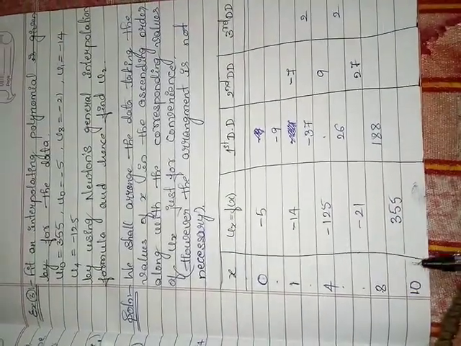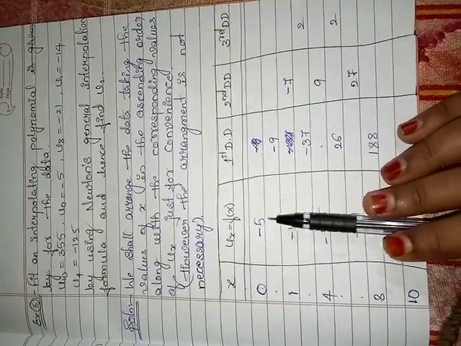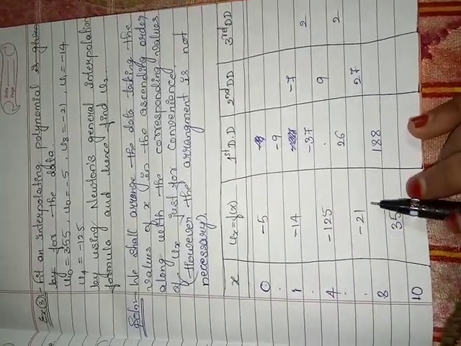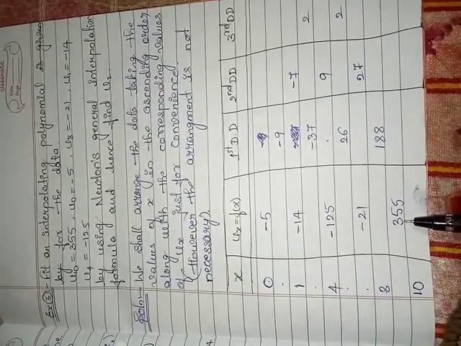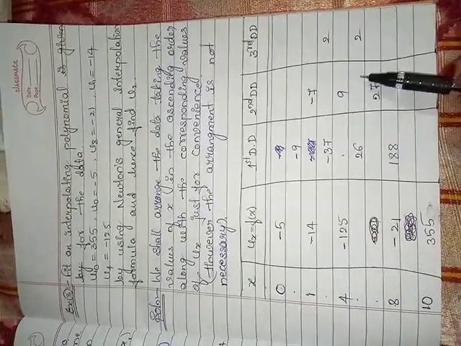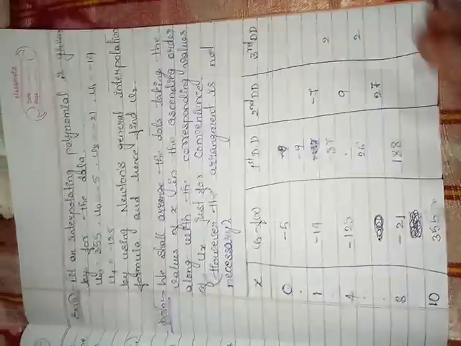These are the values of x: 0, 1, 4, 8, 10, and the f of x values are minus 5, minus 14, minus 125, minus 21 and 355. From earlier examples we know how to find these values. Find this tabular column.